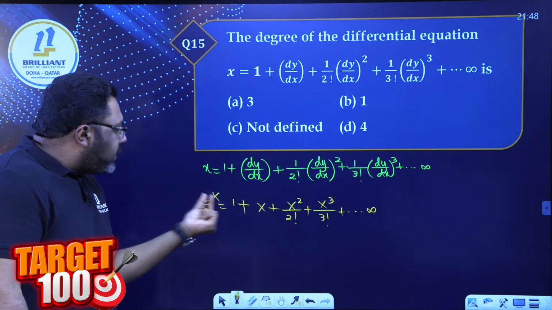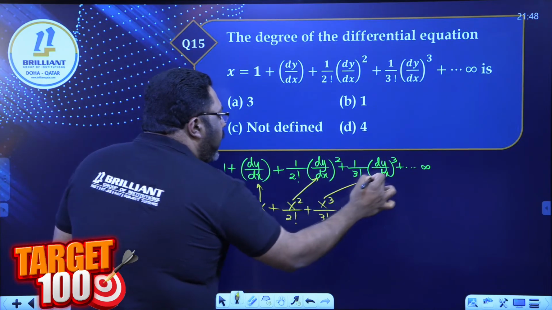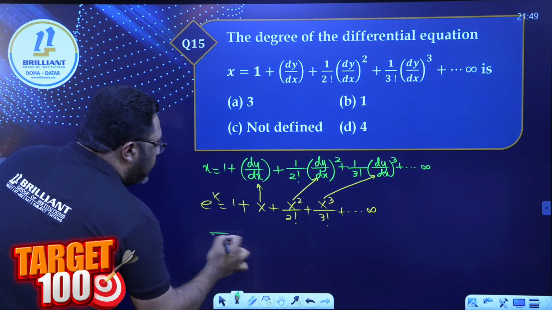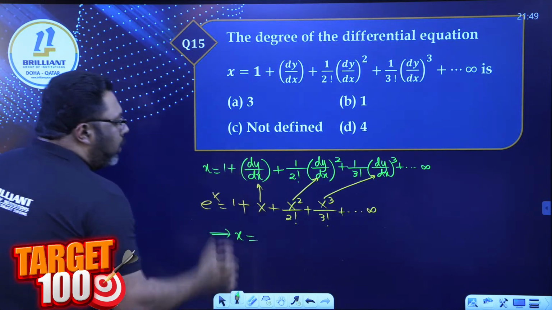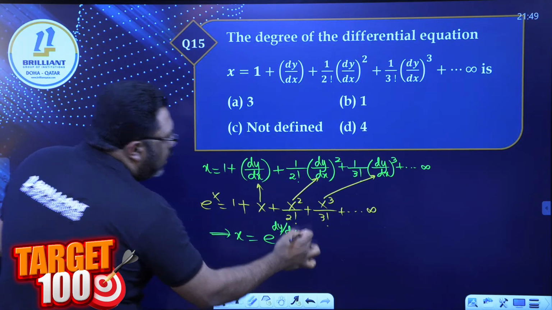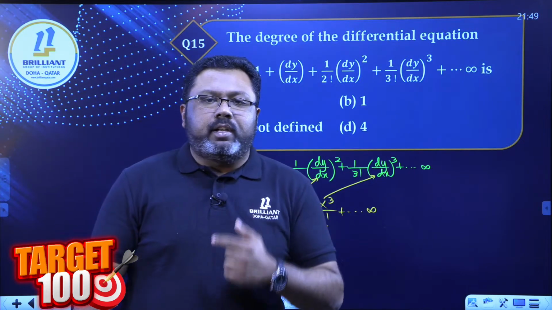Now instead of x, can you see everywhere it is dy by dx? So can I now conclude that this is actually x is equal to e raised to dy by dx. Once dy by dx appears in the question, definitely it's a differential equation.